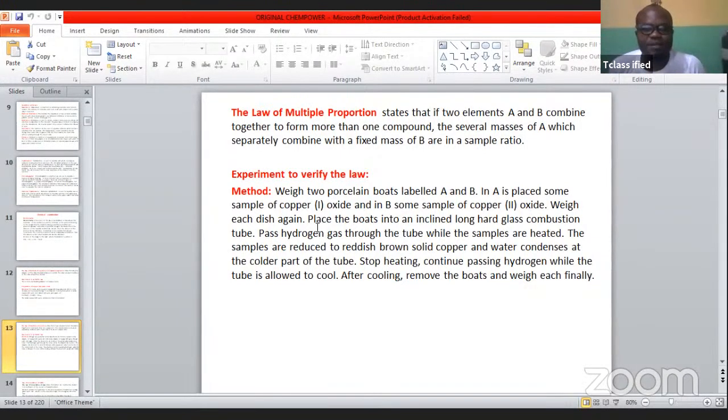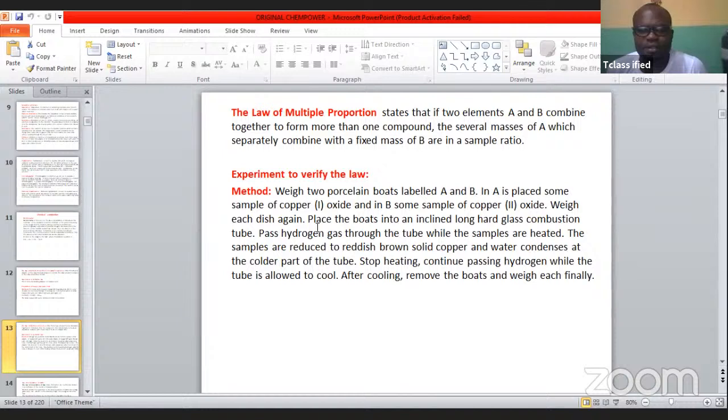For the experiment to verify this, there are two porcelain boats labeled A and B. In A is placed some sample of copper(I) oxide, and in B some sample of copper(II) oxide. Weigh each dish again, place the boats into an inclined long hard glass combustion tube, and pass hydrogen gas through the tube while the samples are heated.